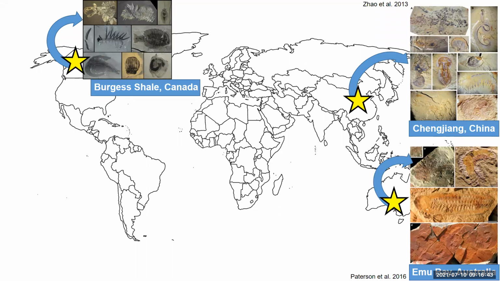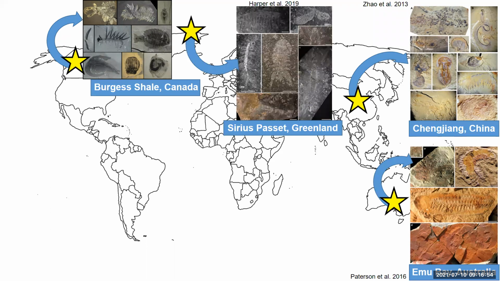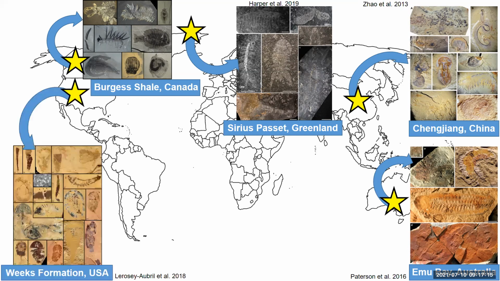We have the Emu Bay Shale in Australia, which some of you are probably familiar with too. There's quite a great number of worms there as well. The preservation is a little bit different. It's a very trilobite dominated community, as I recall. Sirius Passet in Greenland is a little bit older. The style of preservation, again, is a little bit different. Some of the fossils look a little bit more ghost-like, but there are some very weird animals from here as well, and particularly if you're a fan of early arthropods or links between arthropods and their cousins, the lobopodians, Sirius Passet is a fantastic site for that kind of material.